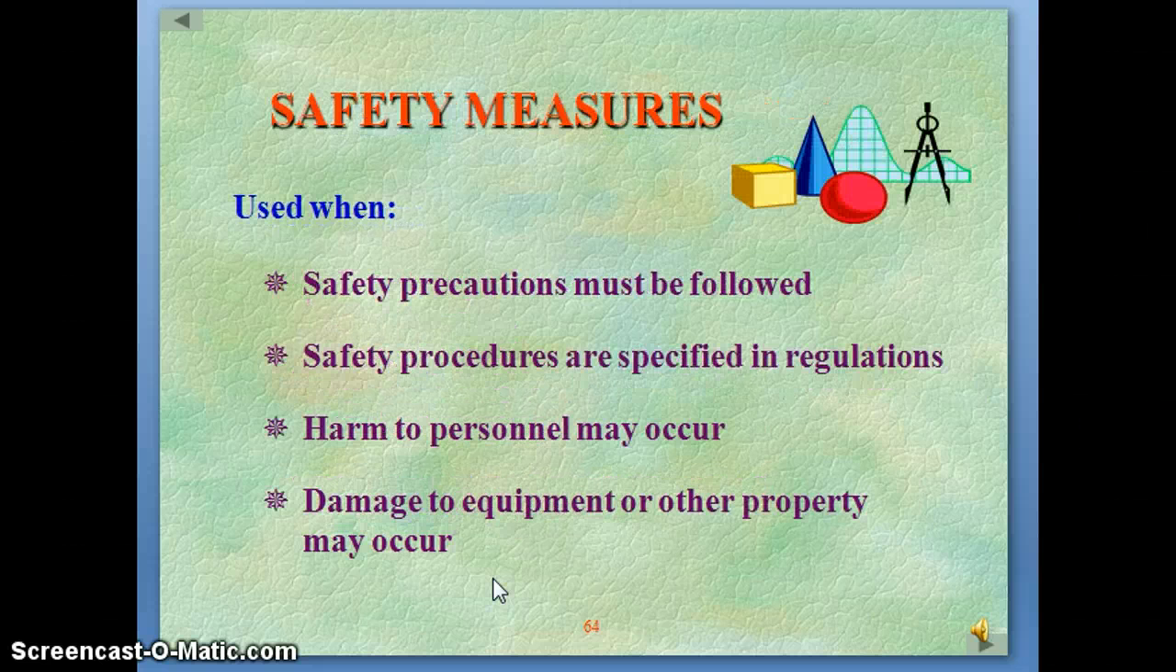Safety measures are particularly important if safety precautions have to be followed, or if there are specific procedures specified in regulations that must be followed. Anytime harm could occur to personnel, either those performing the task or those that might be in the vicinity of where the task is being performed, or where damage to equipment or other property may occur. So safety is not always used in a performance test, but again, if the task does involve safety-related measures, then they should be.